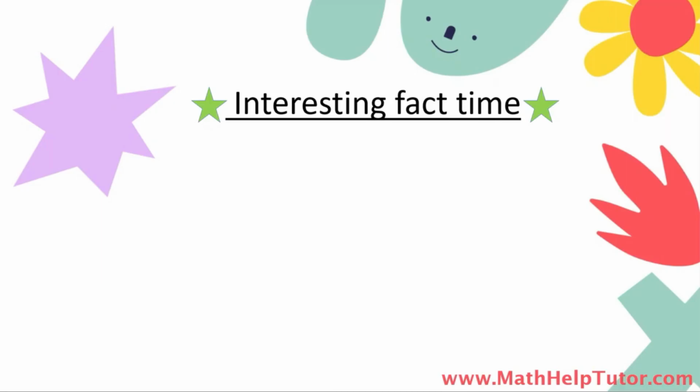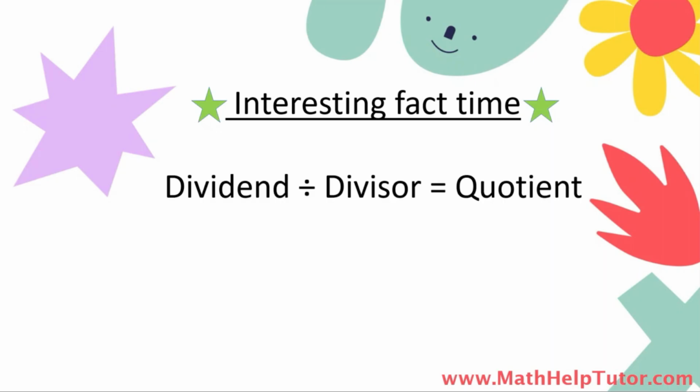Now it's time for interesting fact time. Do you know that, like in multiplication, each part of the division operation has a name? The first part, or the total number that we are going to split up, is called the dividend. The number of parts that we are going to split the dividend by is called the divisor. And the answer to the division operation is called the quotient.